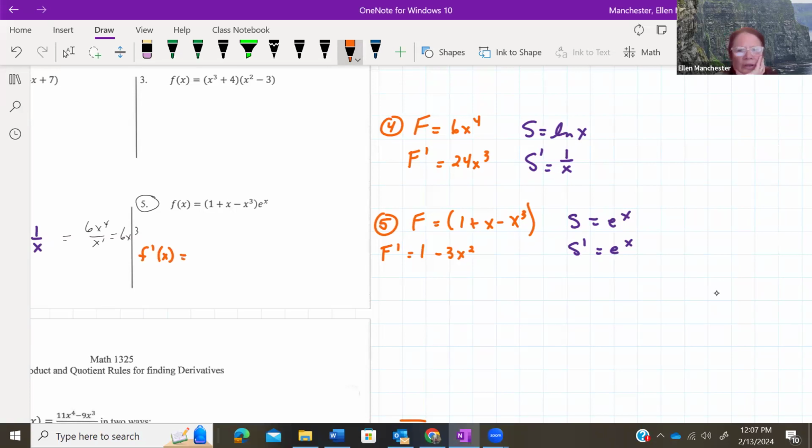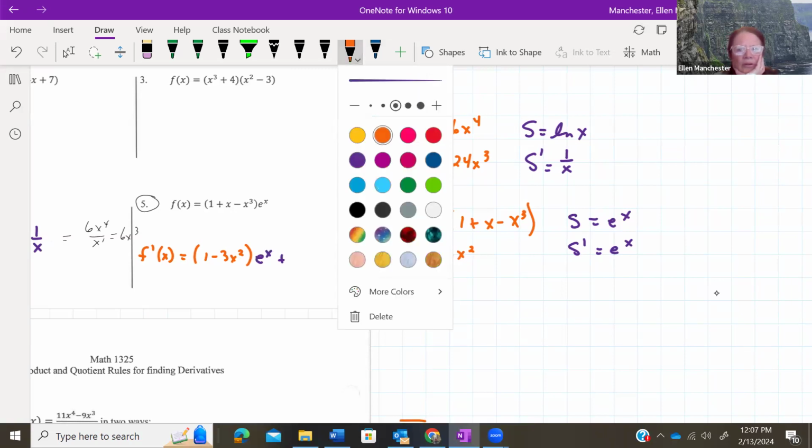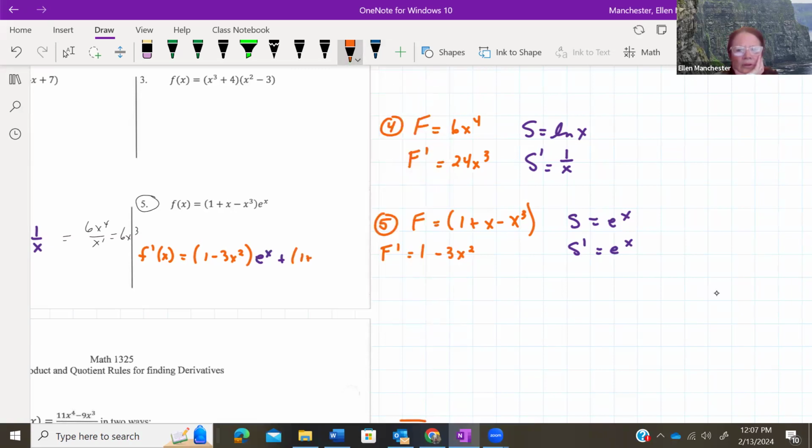All right, so here we go. Derivative of the first times the second, plus the first, I'm running out of room, times the derivative of the second. Okay.